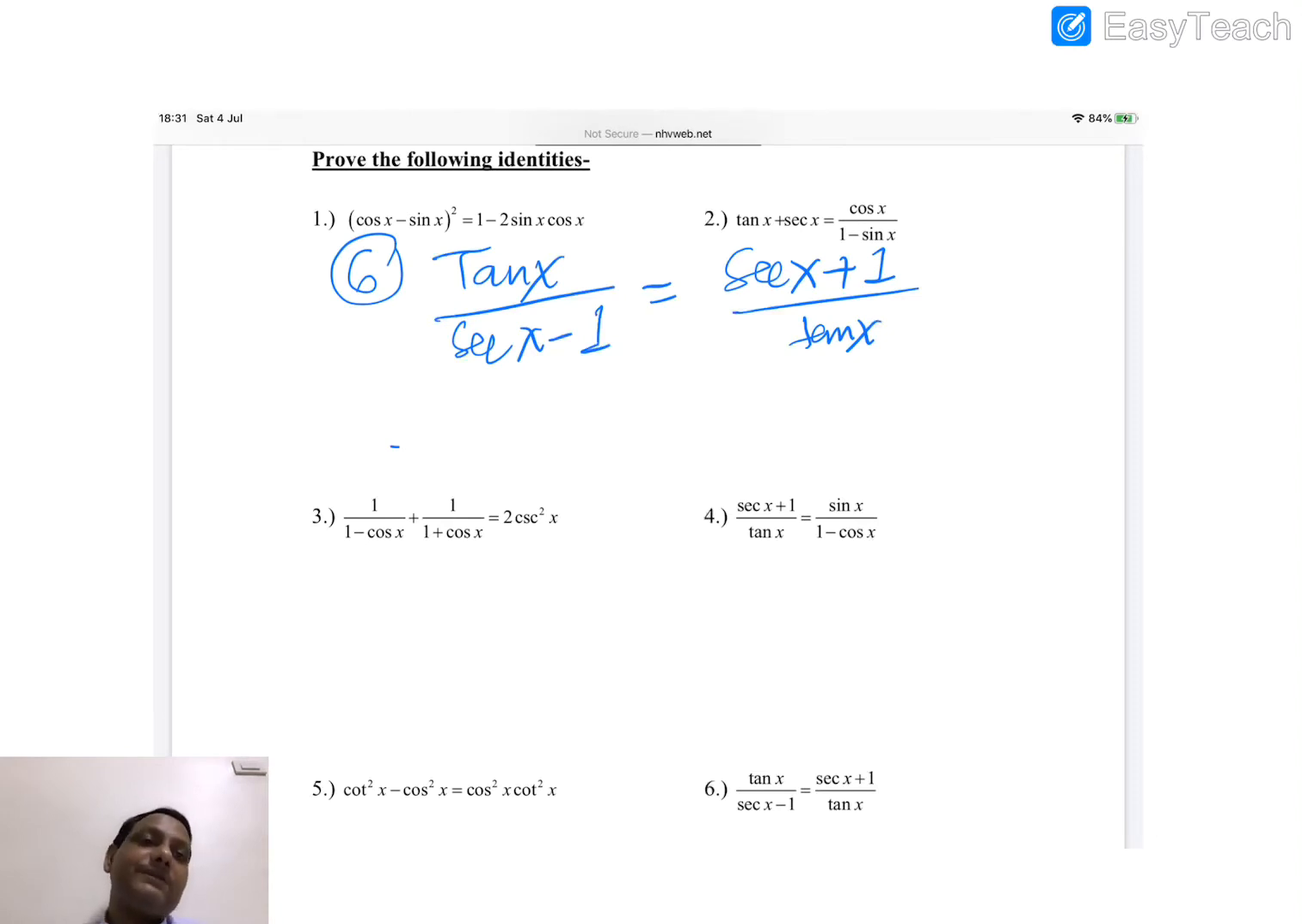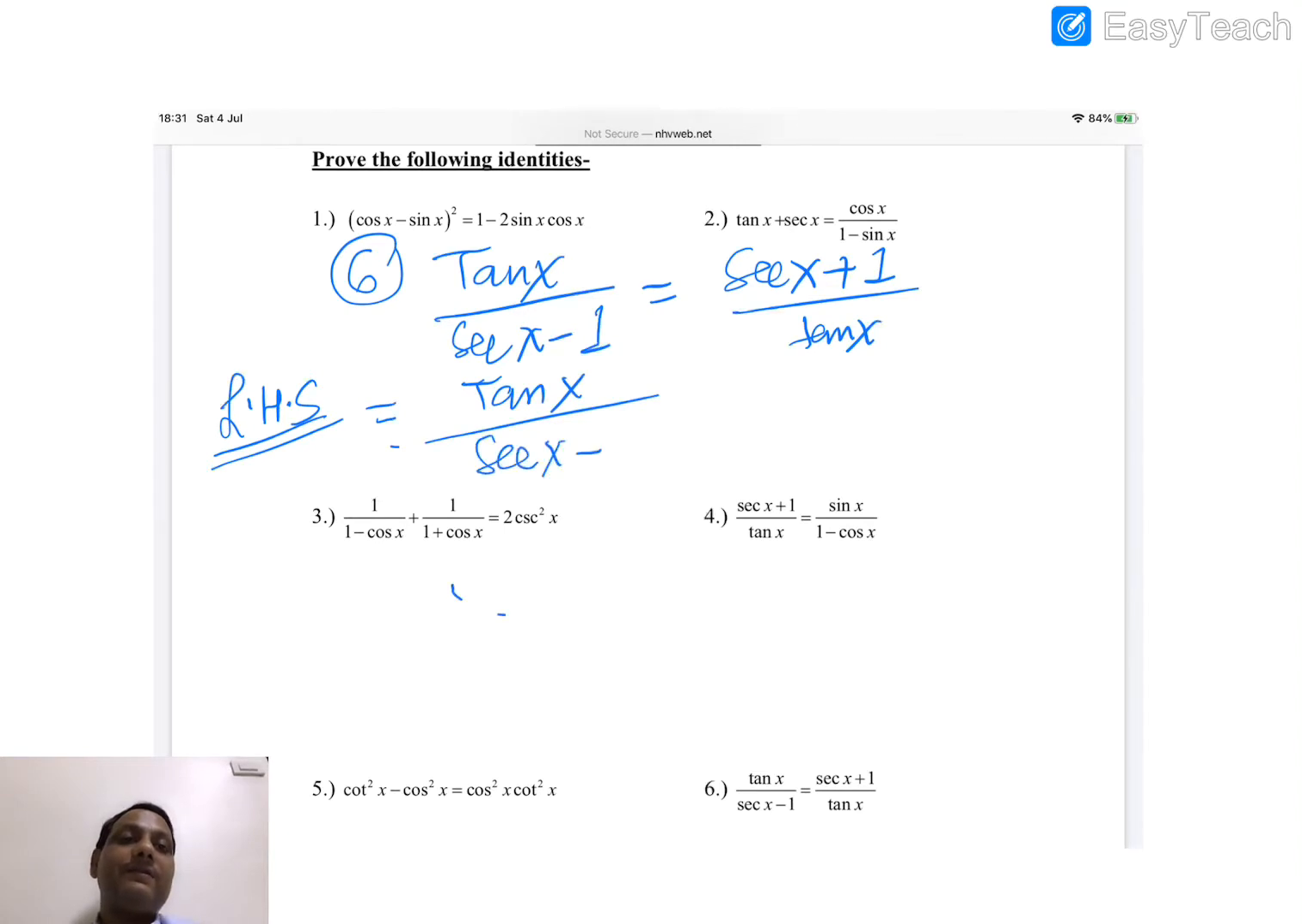Even in this question I am taking the left hand side and trying to prove the right hand side. Even you can take the right hand side and prove the left hand side. So see here, guys, left hand side. What we have to do here: down I need tan and up I need sec. So I will prefer to do conjugate multiplication, tan x over sec x minus 1.